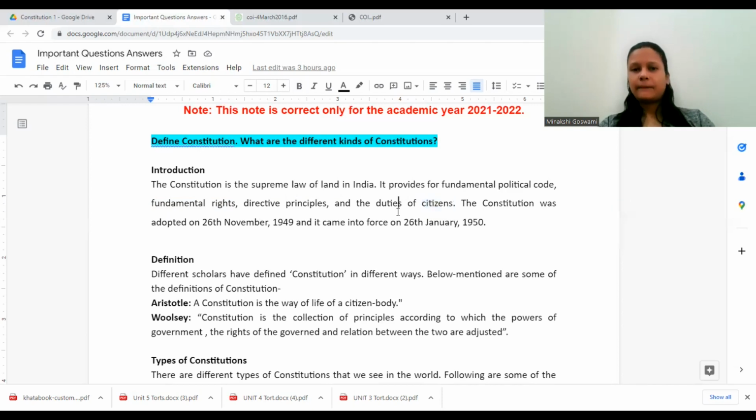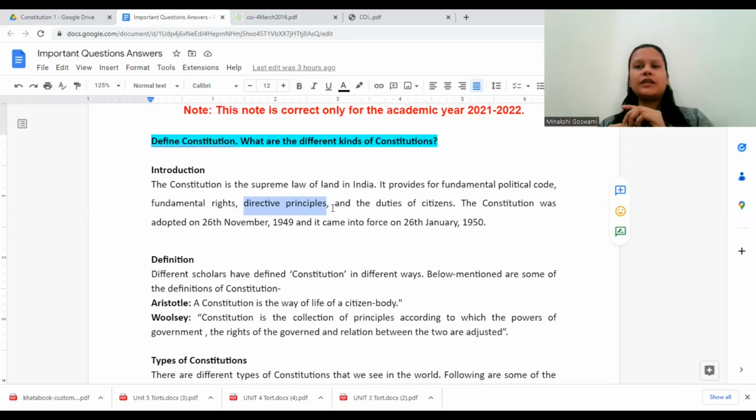Ma'am, directive principles are not legally applicable, right? Yeah, legally it cannot be enforceable. Okay. Yeah, we cannot go to the court even if that is not being followed. But for fundamental rights, we can go to court.